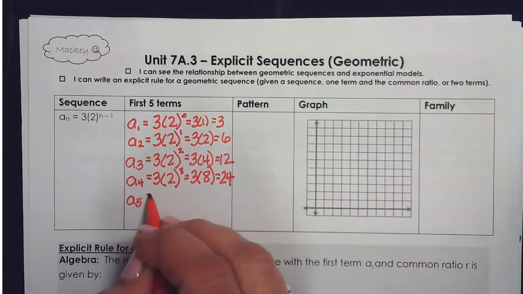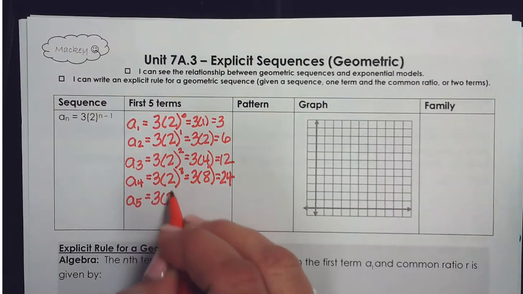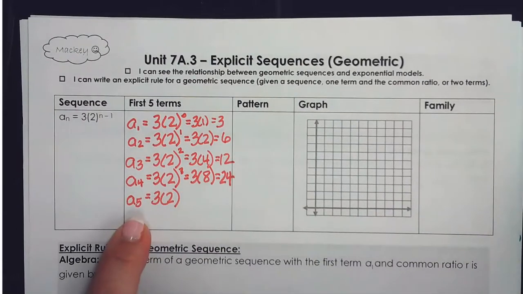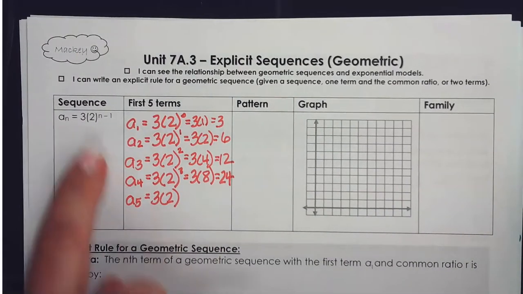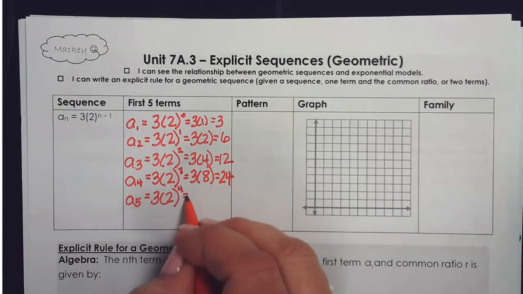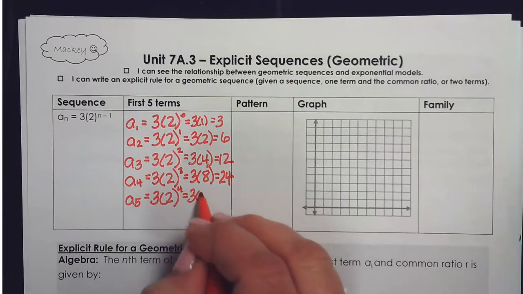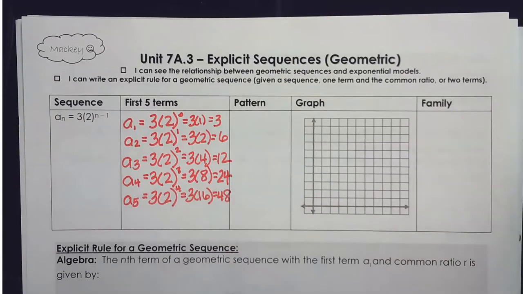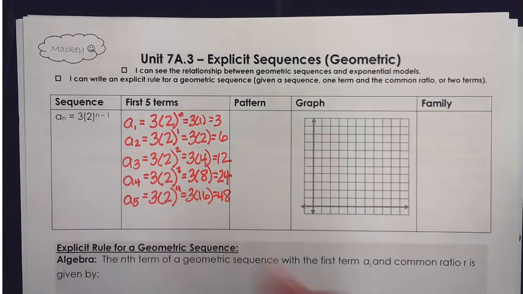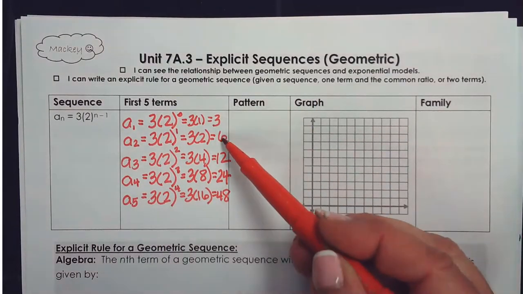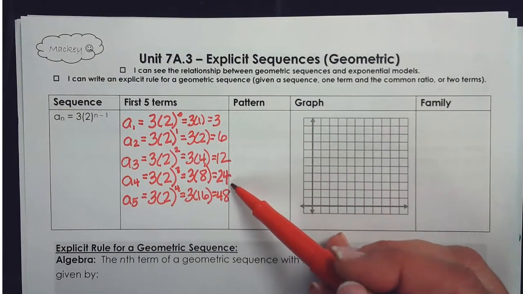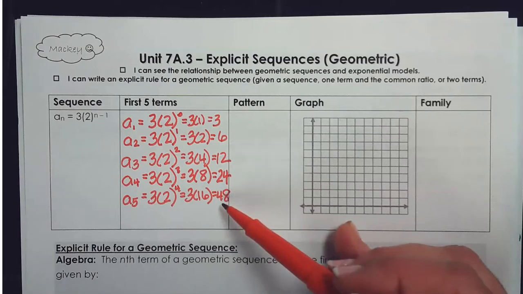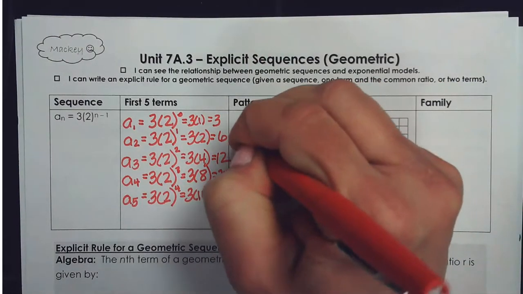And maybe we established a pattern, but even so, let's just find one more. A sub 5, we have 3 times 2 to the 5 minus 1, which is 4. 2 to the 4th is 16, and then 3 times 16 is 48. So those are our first 5 terms. What pattern do we notice we could use to get from one term to the other? You're doubling, okay? So basically we're multiplying by 2.